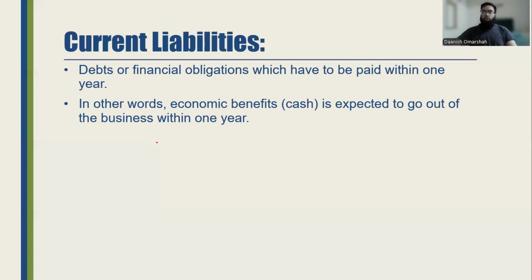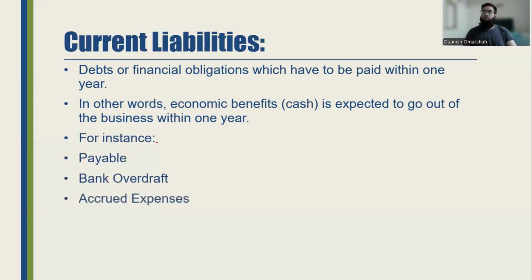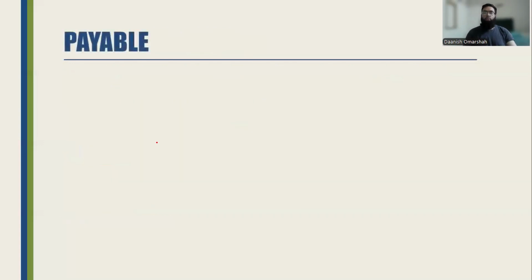Now, there are some very common examples. Some are technical. We would cover them in detail, and some we'll cover later on. There's payable, bank overdraft, accrued expenses we would cover later on, and prepaid income we'd also cover later on in the accrued and prepayments chapter. So let's understand what payable is.